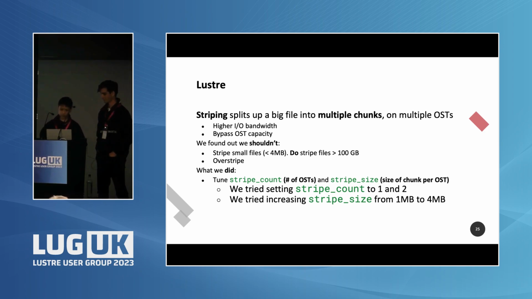We also found things we should not do, which is stripe really tiny files, because that just adds overhead, but do stripe really large files, on the order of 100 gigabytes. We shouldn't overstripe either, because it doesn't lead to a performance increase.